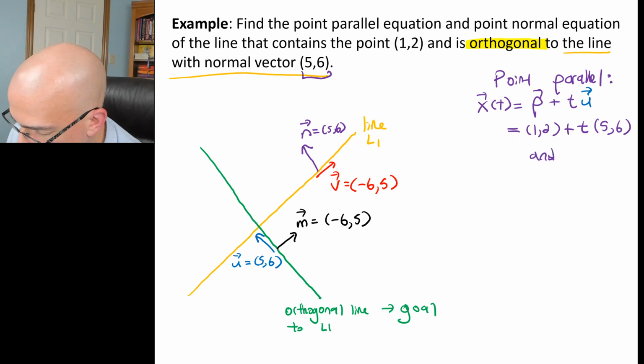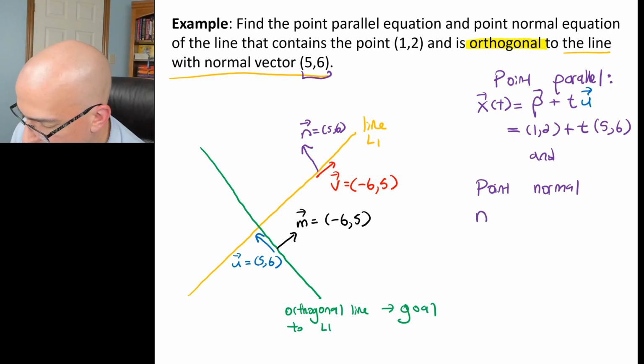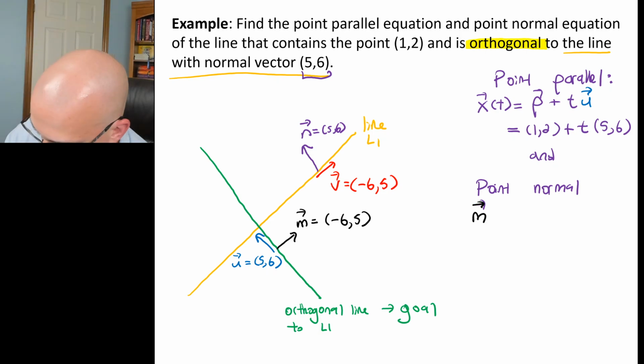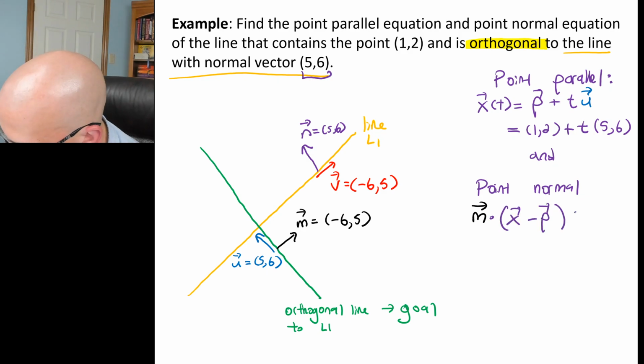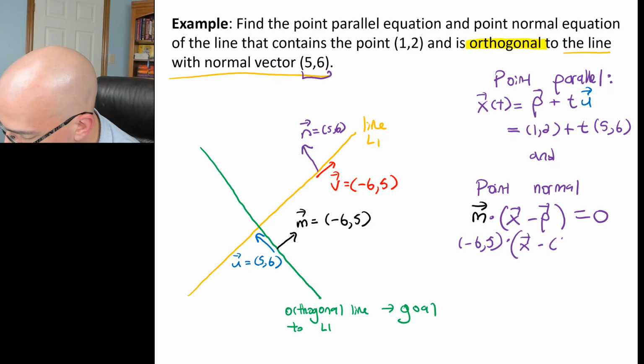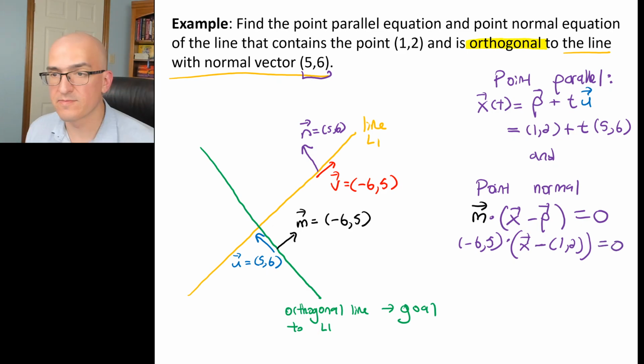And point normal, n, it's not n, it's m, just to be consistent with my picture. m dot x minus p equals 0. So m was -6, 5 dot x minus 1, 2 equals 0. Then that would be the answer for this one.